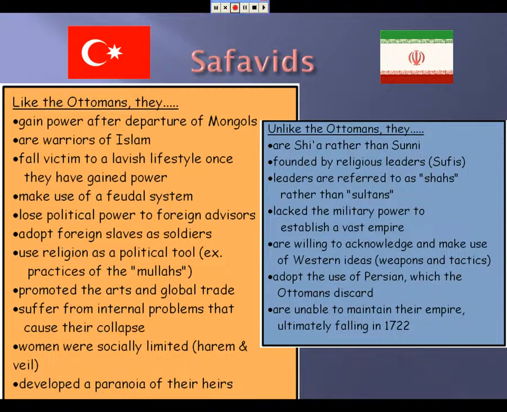Much like the Ottomans, they have a feudal system in their society to help govern their empire. Much like the Ottomans, the rulers will lose power to their advisors. And not even so much lose as give up power. Much like the Ottomans, the Safavids will use foreign slaves as soldiers. They're not going to call them janissaries. I honestly don't know what they did call them. But they will have something very similar to the janissary model.